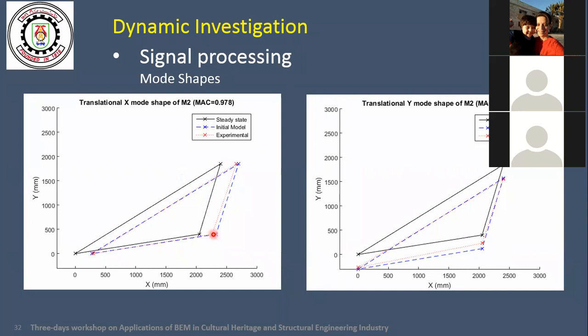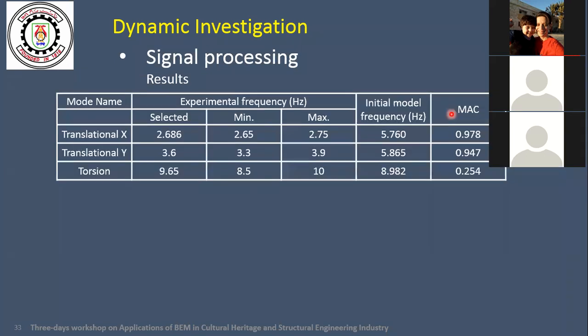Okay. Now the moment of truth. How do these experimental frequencies compare with the numerical model? As a matter of fact, the difference was very large. The translation mode, for example, was around 2.6 from the experimental measurements and 5.7 from the finite element. The translation y direction 3.6 versus 5.8.